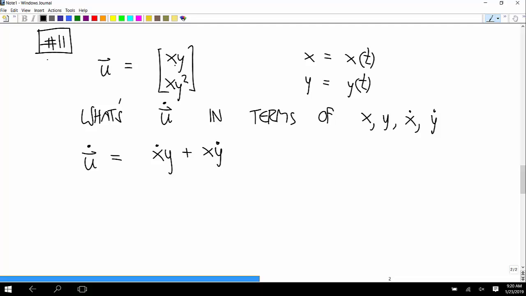And then for the y component, we have two things going on. y squared is a function of y, and y is a function of time. So the product rule says we have derivative of the first times the second plus the first times the derivative of the second. And for now, I'm going to write that like this. No, y squared.